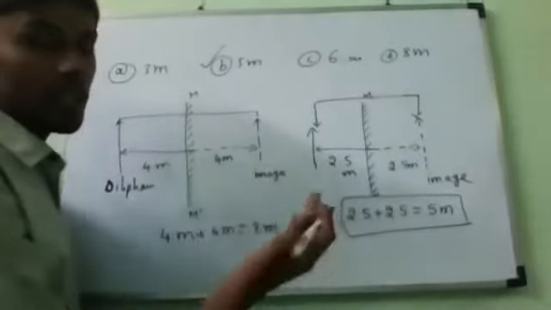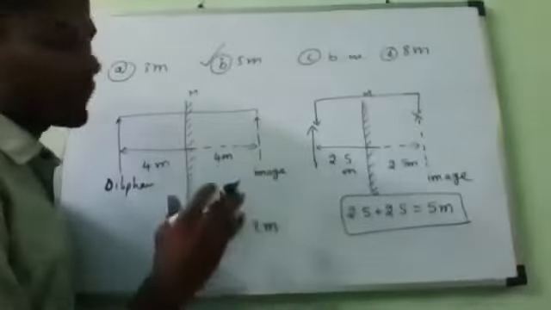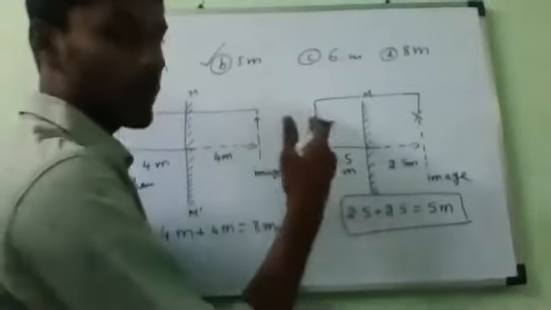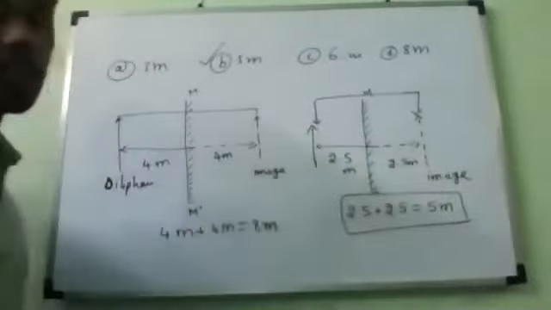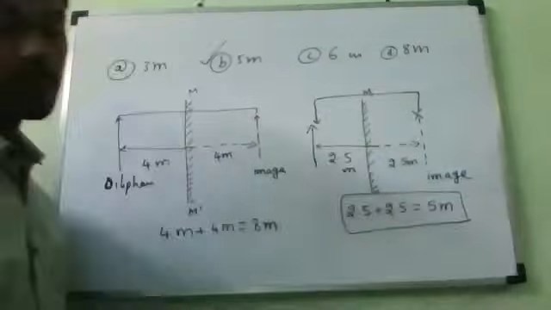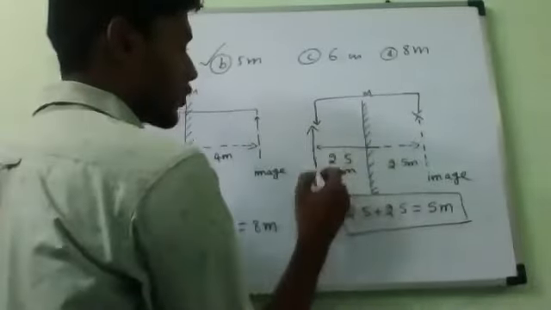Now after that, he has moved 1.5 meters forward. His object has moved 1.5 meters forward, which means the image will also come forward. Correct or not? Yes, sir. So before, he is at 4 meters. Now, before he is at 4 meters.